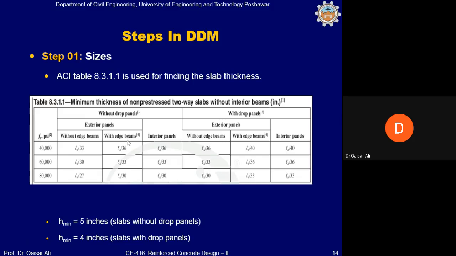So if the edge beams are provided, then these are the equations to be used. If edge beams have not been provided, these are the equations to be used for interior panels. These are to be used with drop panels. These are to be used without edge beams, with edge beams.